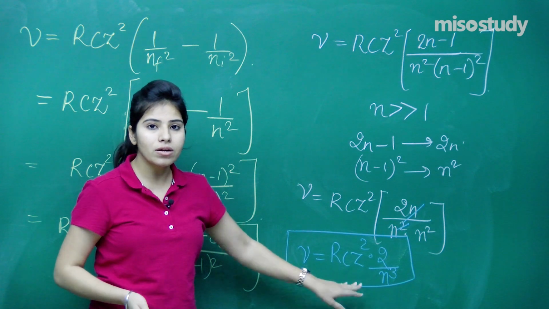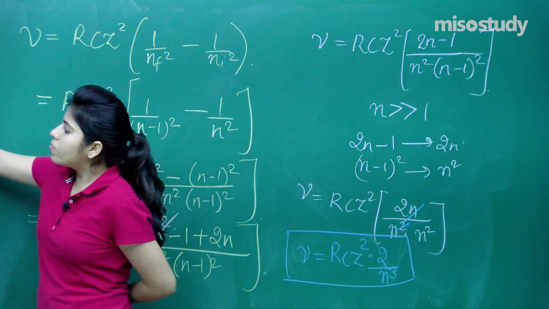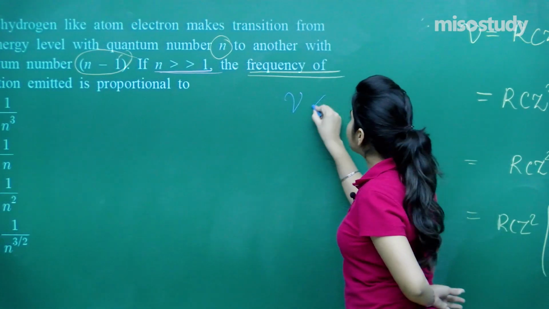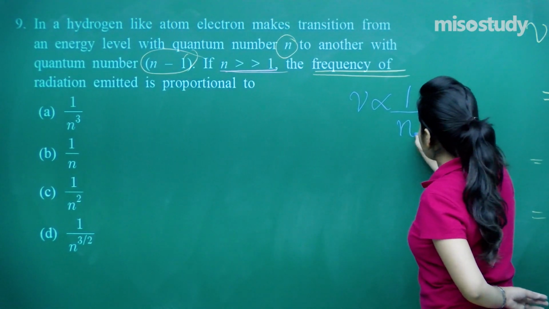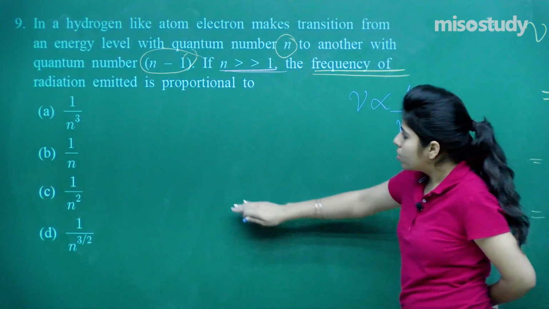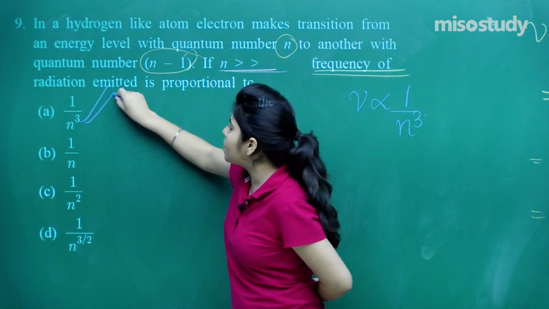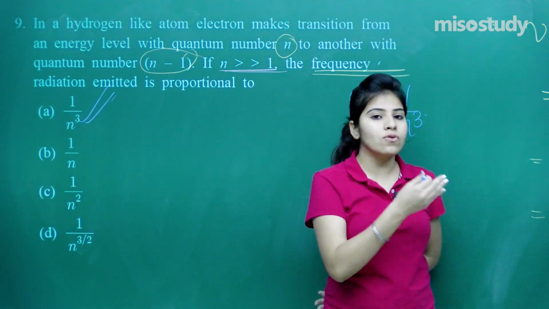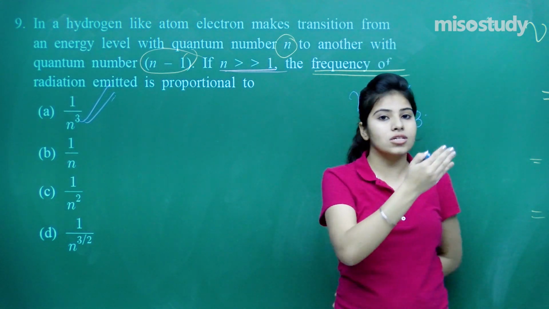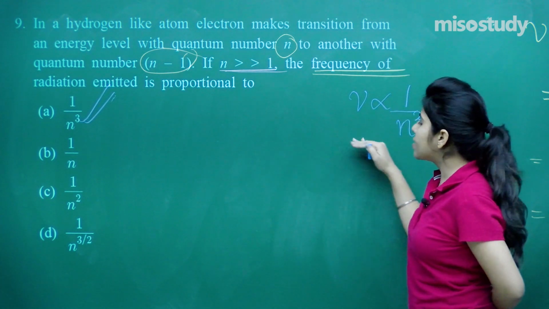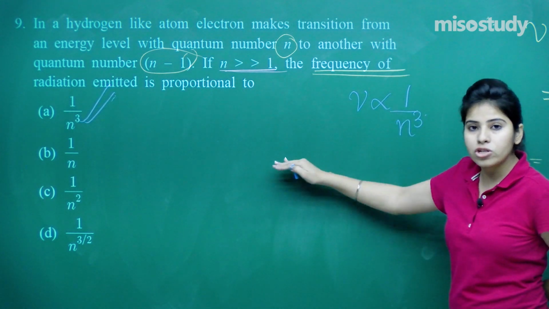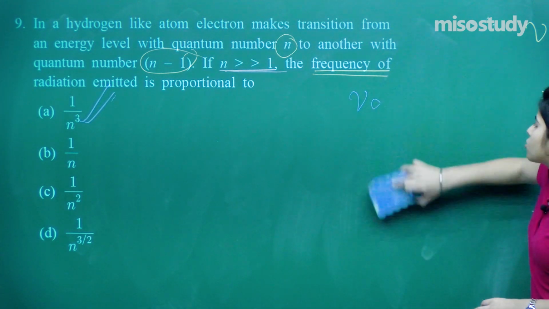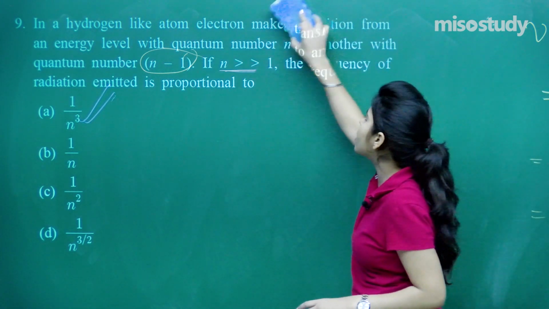Definitely you can see from here. So we will say that the frequency of radiation emitted is proportional to 1 upon n cube. So option A should be the correct answer for this. Right or wrong? We have approached it the correct way and reached the situation where we can see that it has come out to be proportional to 1 by n cube. So this is the correct answer.